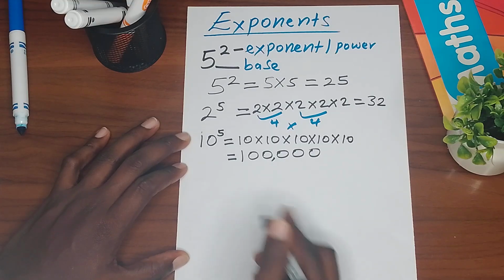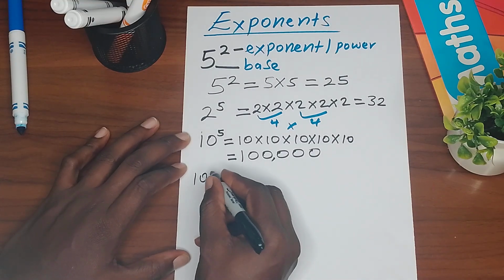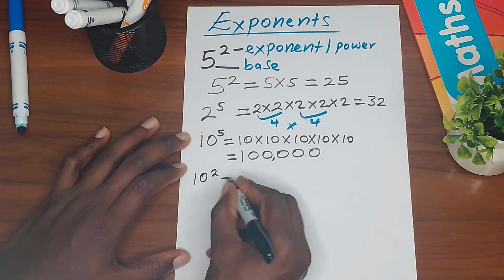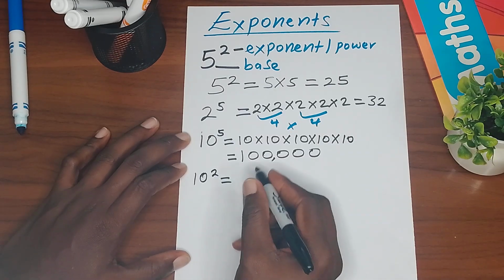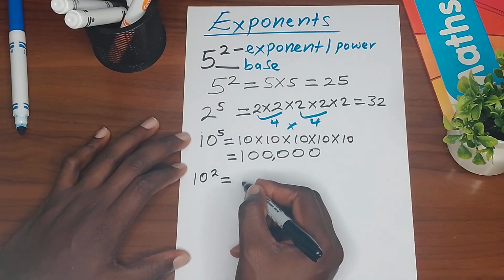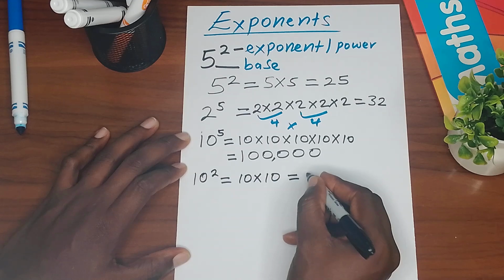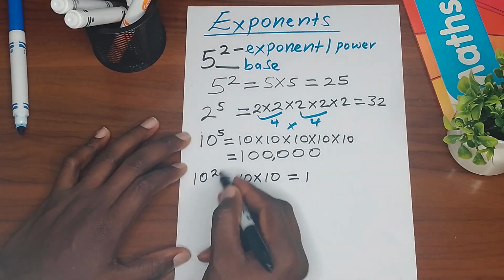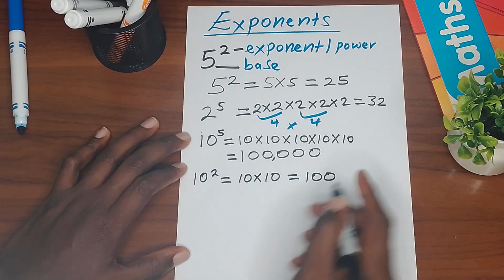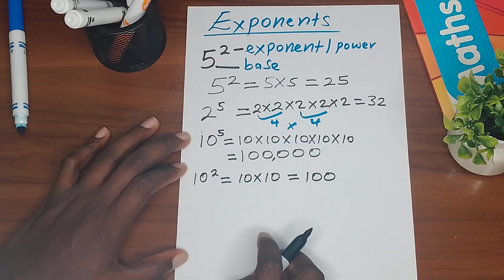If you have 10 power 2, it will be the same. That means you have two 10s. It's not 10 times 2, but it is 10 times 10. So you take 10 times 10, which will give you, write 1 and then put these 2 zeros. That is going to give us 100.